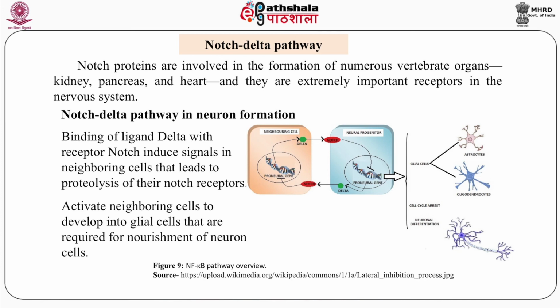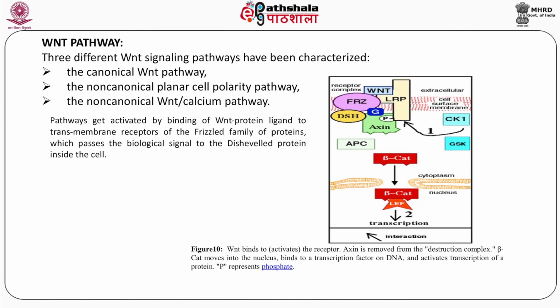Now coming to a different pathway, that we call the Wnt pathway, which contains three different Wnt signal pathways which have been characterized. Number one, the canonical Wnt pathway, the non-canonical planar cell polarity pathway, and the non-canonical Wnt calcium pathway. The only difference between the categories is that the canonical pathway involves the protein beta-catenin, while the non-canonical pathway operates independently of it.